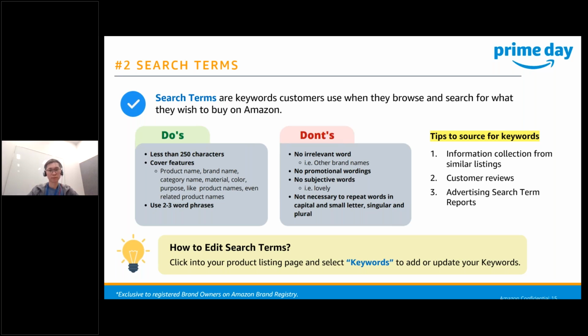Now, once you have all the search terms that you want to include, you can easily edit them by clicking into your product listing and selecting keywords. Over there, you will be able to put in all the search terms that you think are relevant for your shoppers to find your products.